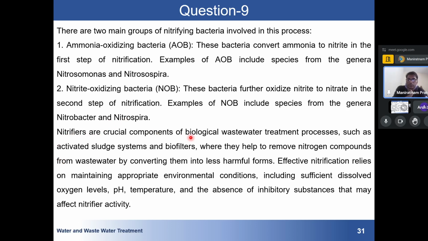Now, why are we trying to remove this nitrogen? Nitrifiers are a crucial component of biological wastewater treatment processes such as activated sludge systems and biofilms, where they help remove nitrogen compounds from the wastewater by converting them into less harmful forms. Effective nitrification relies on maintaining appropriate environmental conditions, including sufficient dissolved oxygen levels, pH, temperature, and absence of inhibitory substances that may affect nitrifier activity. My aim is to remove nitrogen from the system, just remember that.